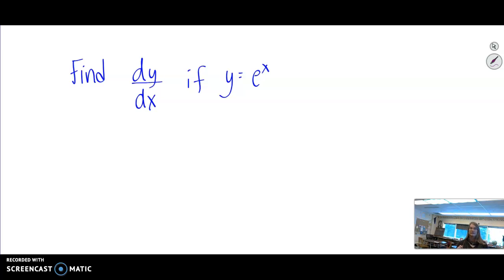Let's do one more here. If we have y equals e to the x, we're going to find the derivative, and our base here is e, so it's going to be e to the x times ln of e. But ln of e, what is that? Think to yourself, what is that?